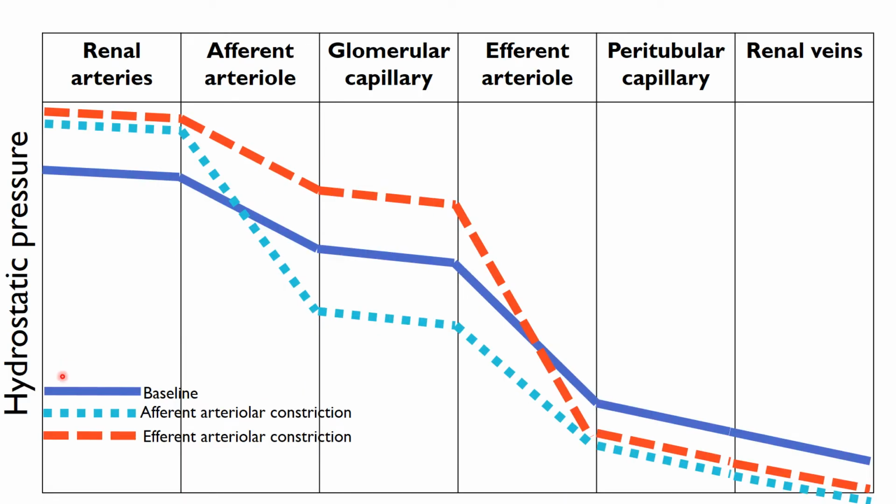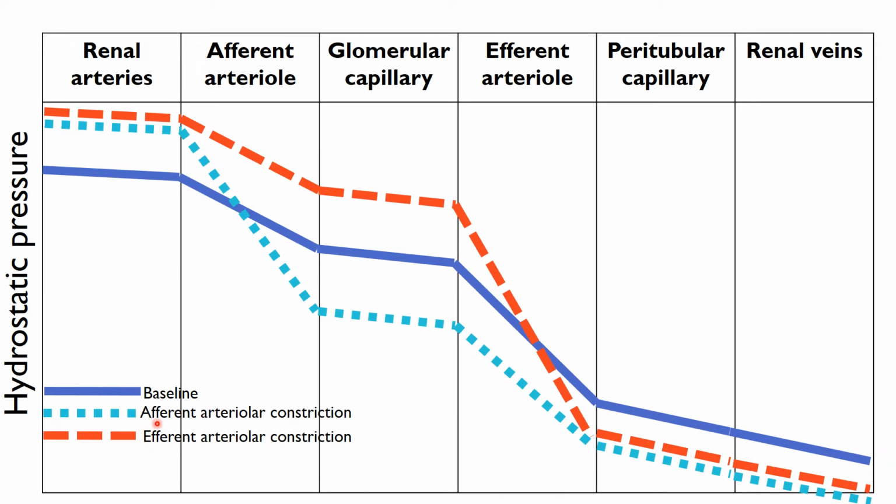So this graph is showing you a big picture of the effect of hydrostatic pressure at different areas of the blood vessel system coming in and out of the kidney: renal arteries, afferent arteriole, glomerular capillary, efferent arteriole, peritubular capillary, and renal vein. At baseline, that's what this solid line is representing. You have relatively high pressure in the arteries. It goes down a little bit in the arteriole, is relatively maintained in the glomerular capillary, down again in the efferent arteriole, and all the way down through the renal vein.